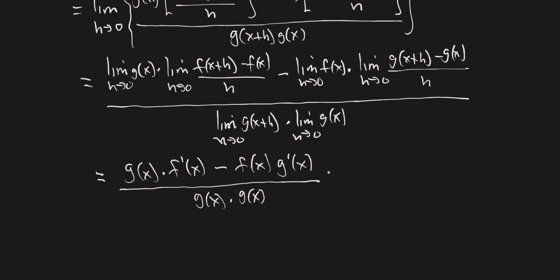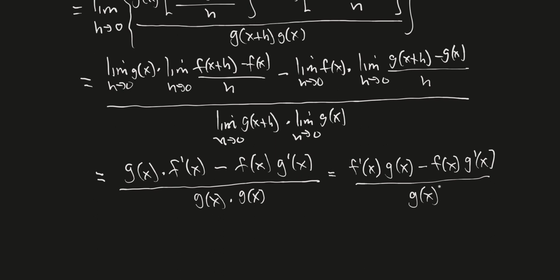Let me just write one more thing. I'm going to write it like this, and this is again the way I like to say this quotient rule. It's going to be the derivative of the top times the bottom minus the top times the derivative of the bottom, all divided by the bottom squared, because I have g of x times itself.